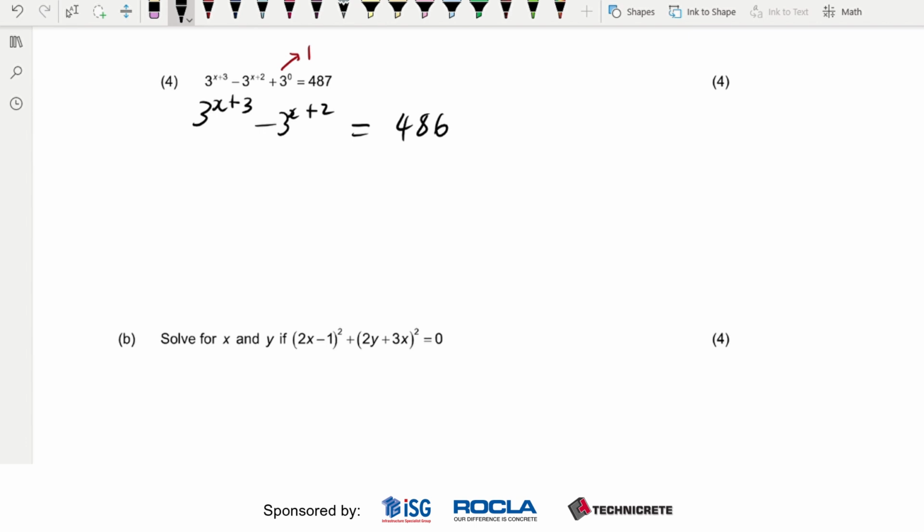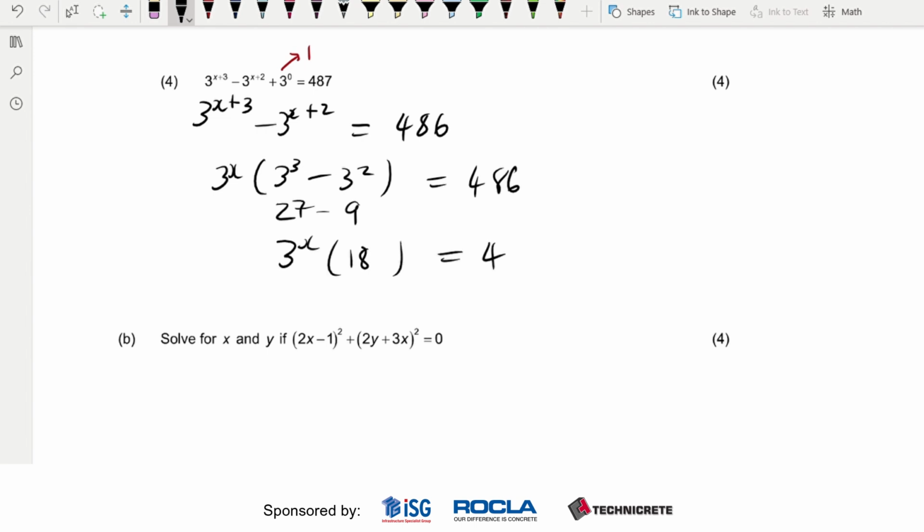From here, we can take out a common factor of 3 to the power of x. So 3 to the power of x would be multiplied by 3 to the power of 3 minus 3 to the power of 2 is equal to 486, sorry. 3 to the power of 3 is 27. 3 to the power of 2 is 9. So this is 27 minus 9, which gives us 18. So 3 to the power of x times 18 is equal to 486.